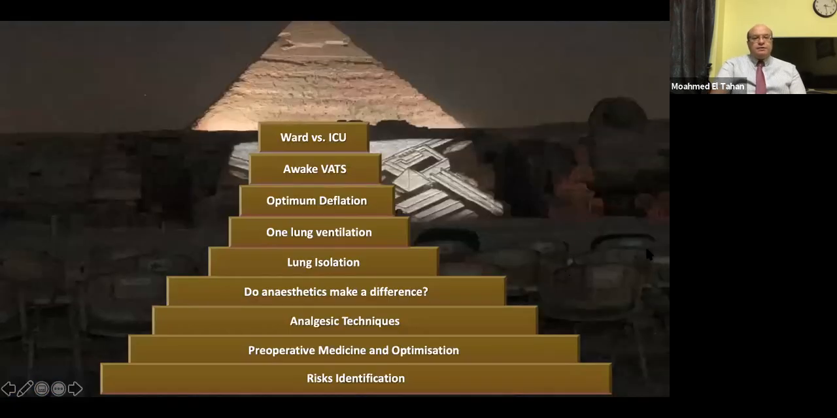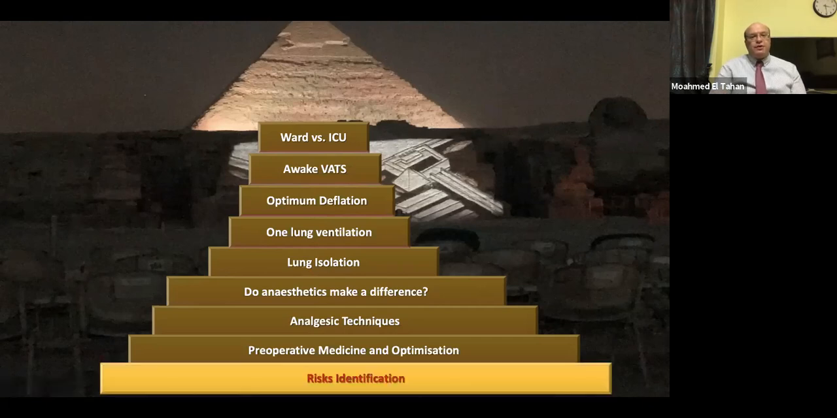I'll talk through this presentation about risk identification, preoperative medicine and optimization, analgesic techniques, and try to answer whether anesthetics make a difference, lung isolation techniques and one lung ventilation, optimum deflation and awake VATS, and finally when you have to send your patient to the ward or ICU.